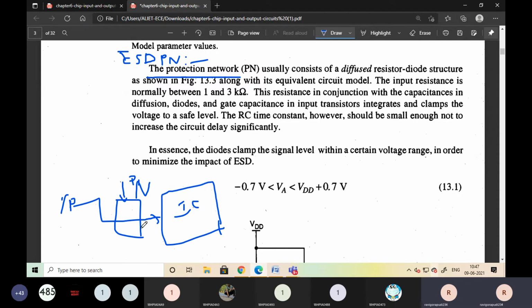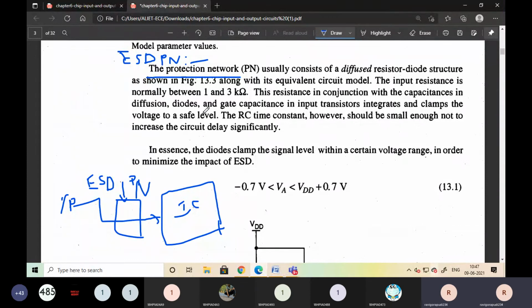It will protect the IC from whatever it may be, noise or ESD. This protection network eliminates the ESD and noise, filters the noise, and gives the proper input to the IC. In this manner, it will protect the IC. So that is why this is called a protection network.